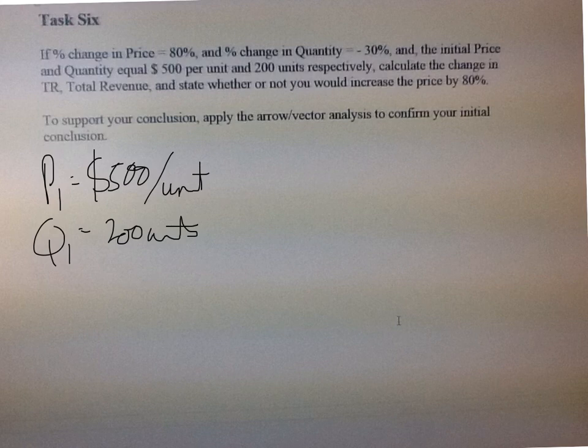Remember, I'm relying on a bit of prior knowledge. So what's our multiplication factor? Because we're saying that price increases by 80%, that's got to be 1.8, isn't it? We're going to multiply P1 by 1.8. And when we do that, we should end up with $900 per unit. I won't put the units in there, it's getting a bit crowded.